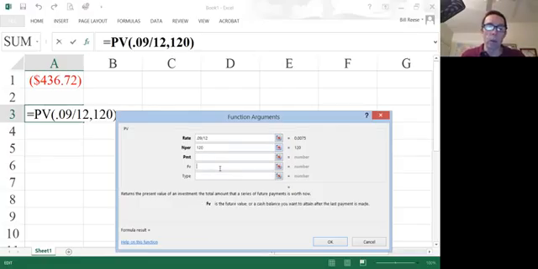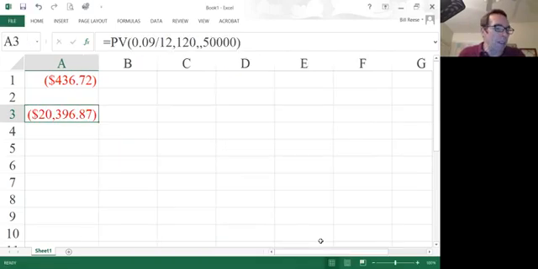The future value is 50,000. If I type that in as a positive, my answer will be a negative. If I type it in as a negative, my answer will be a positive. Cash inflows and cash outflows. So I hit OK, and it says that I need today $20,396.87. If I have that today, it will grow and become $50,000 in 10 years.